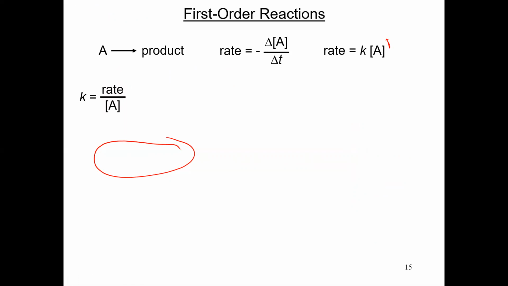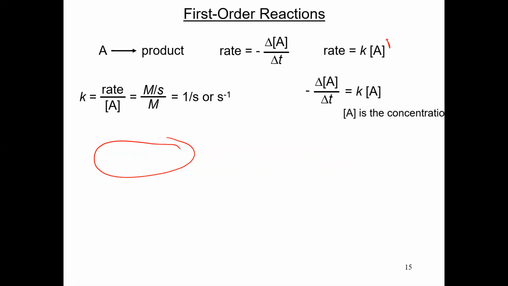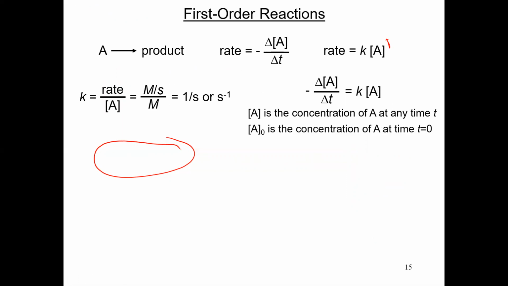The k is the rate over the concentration of A, and that essentially is moles per second divided by moles, so it ends up being reciprocal seconds for the rate. That's the unit for the rate constant. A is the concentration of A at any time t. A0 is the concentration of A at time t equals 0.